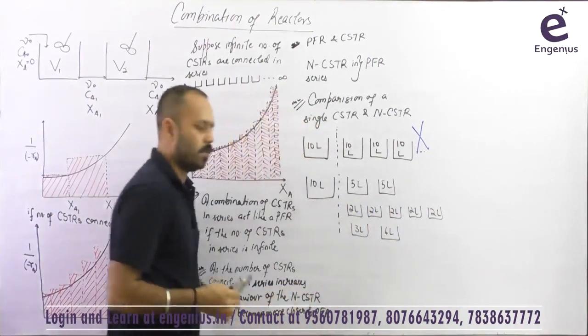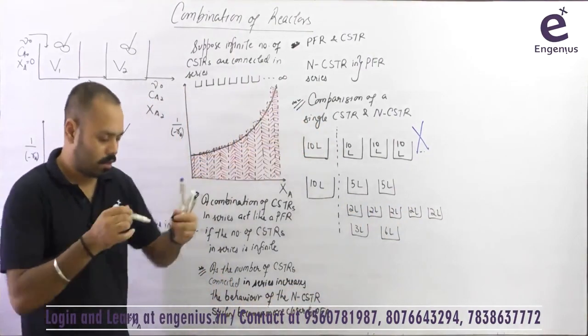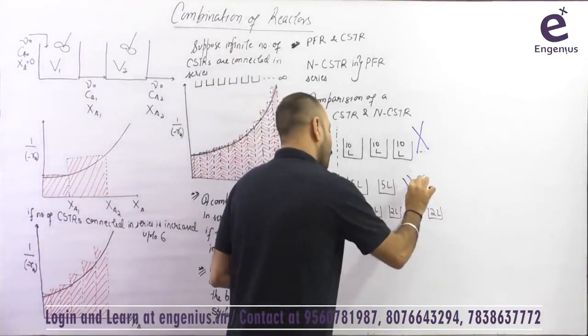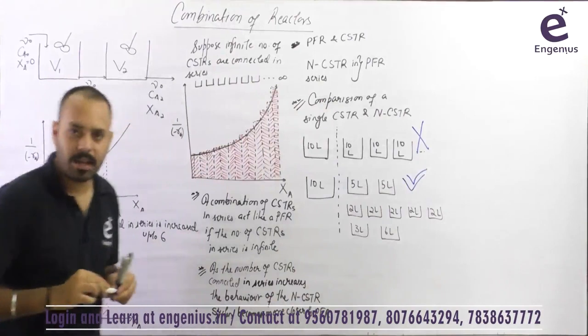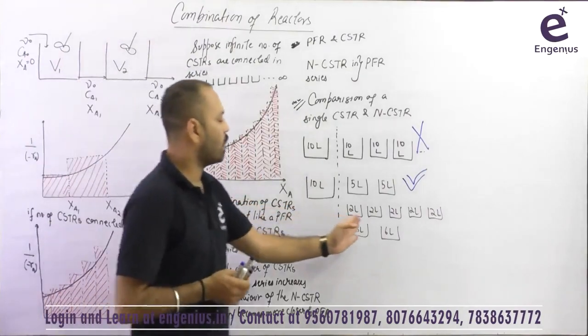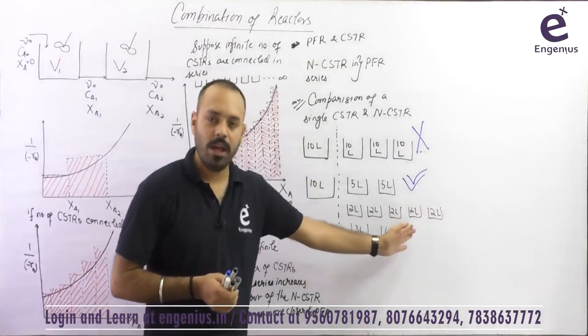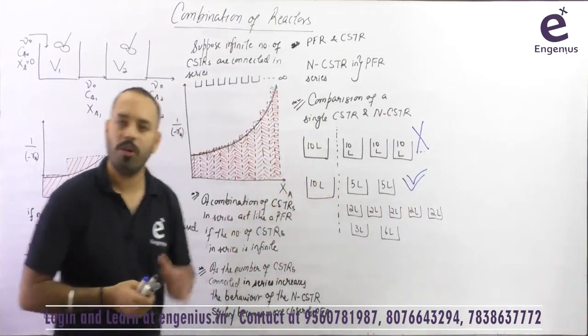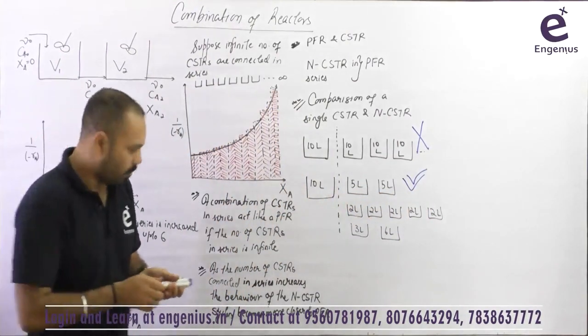We are doing this comparison. We are not doing this comparison. Don't do that. We are doing comparison of a single CSTR and multiple CSTR connected in series such that their total volume remains same. Getting my point? Now I am saying that when CSTR are connected in series, their behavior is more closer to PFR as compared to single CSTR of same total volume. I hope the idea is clear.